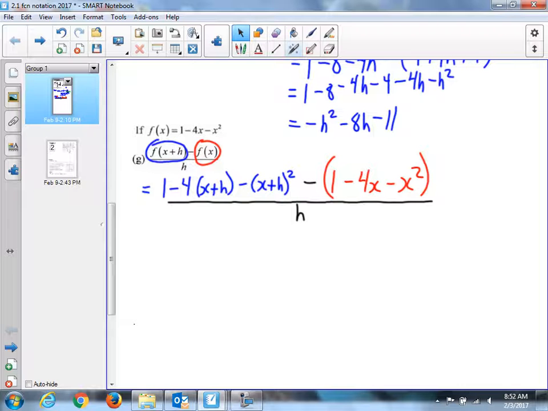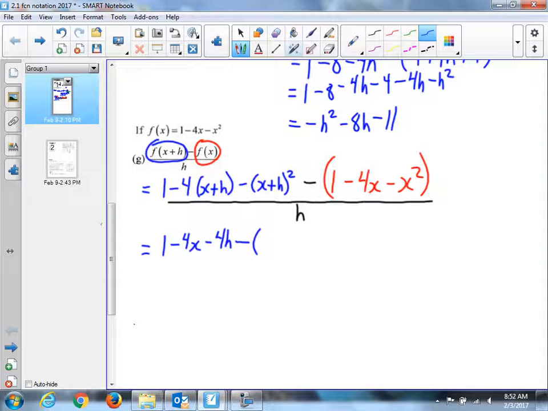Now, because there's a lot of algebra, there's a lot of chance for errors. 1 minus negative 4 times x is minus 4x. Minus 4 times h, minus 4h. So make sure you distribute. And I'm going to put the minus sign here and start a bracket, because in my head, at least, a reminder from the last question, x plus h squared really means x plus h times x plus h.